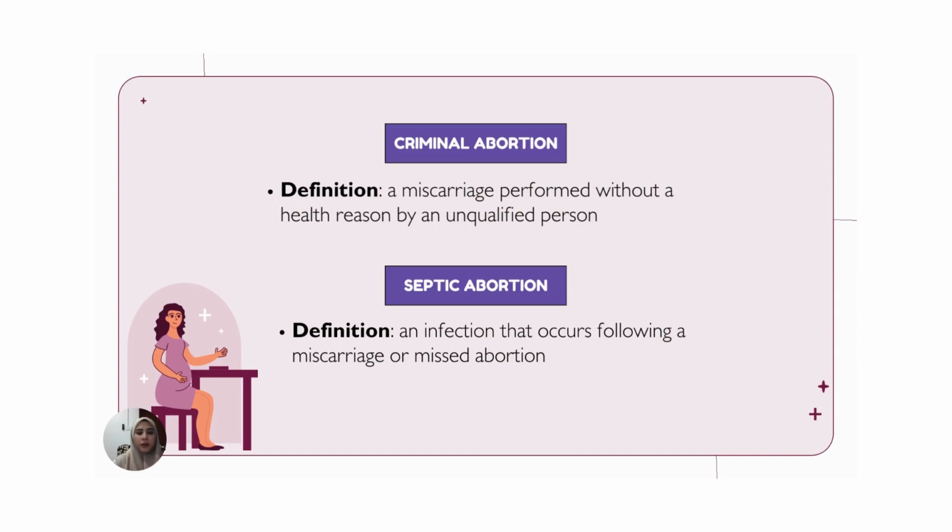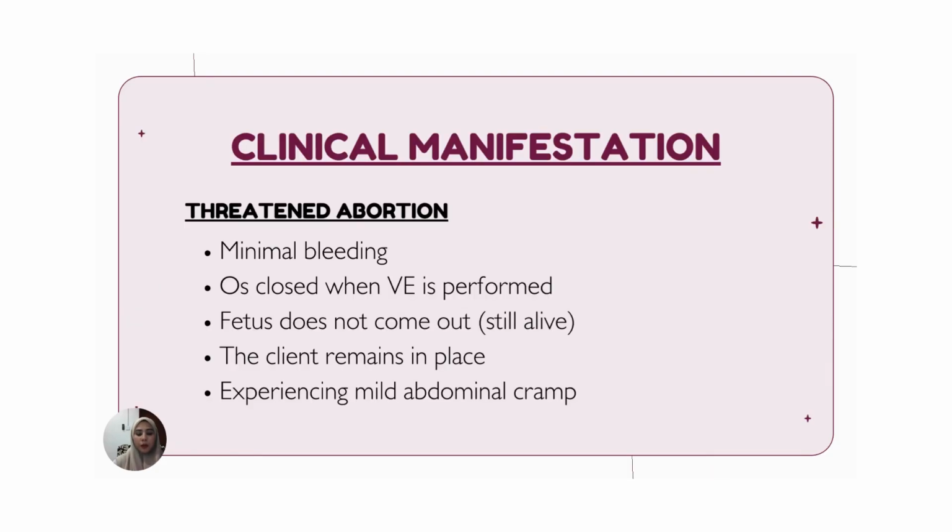The second category is criminal abortion, which is miscarriage performed without a health reason by an unqualified person. And the third one is septic abortion, which is an infection that occurs following a miscarriage or missed abortion. We already know about the types and definitions of abortion. Now, I will explain the clinical manifestations for all types of spontaneous abortion.